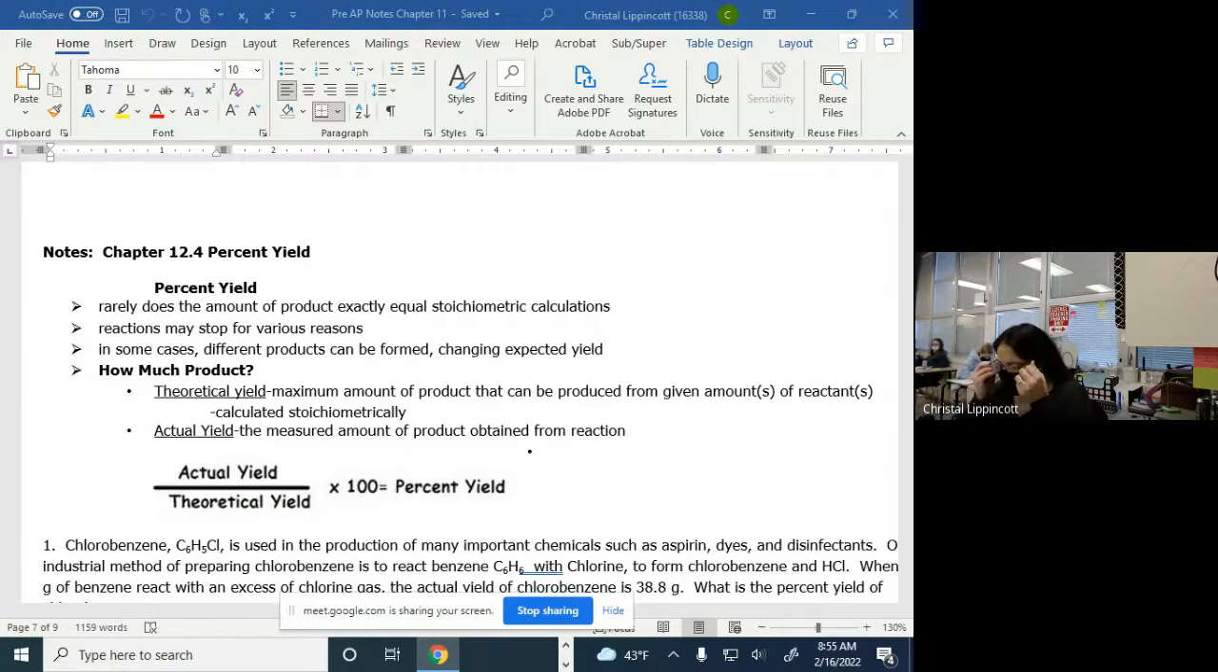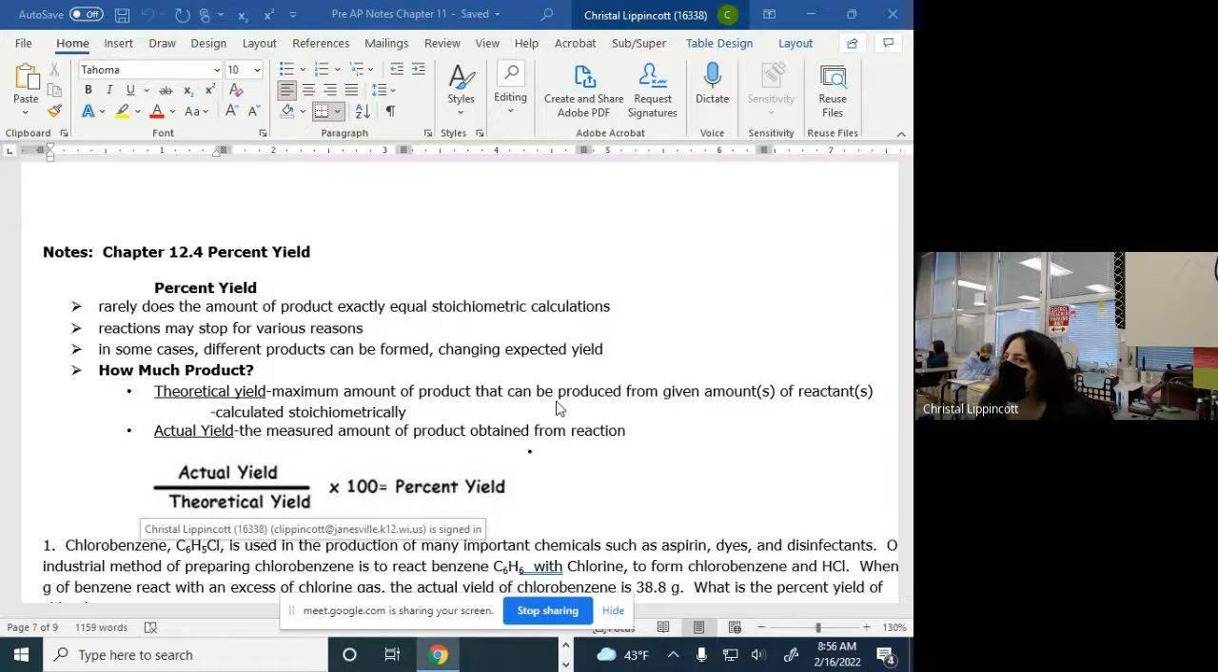Percent yield. So when I make chocolate chip cookies, my recipe tells me that I should end up with 64 cookies. And I usually do, if my husband isn't home. If he's home, he always eats the raw cookie dough. And so I don't get the yield that I am anticipating based on my recipe card. So my recipe card is my theoretical yield. My actual yield is how many cookies I end up with. Okay. And then I can do a percent yield based on that.